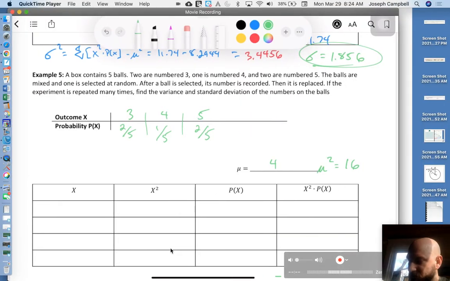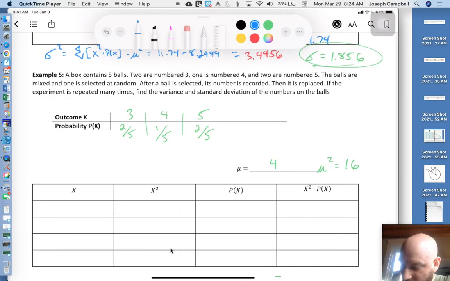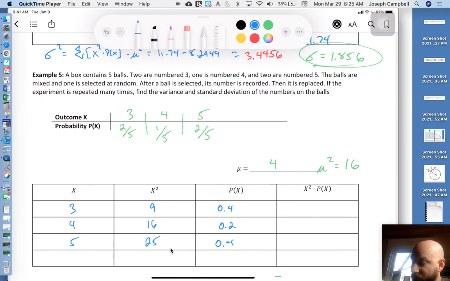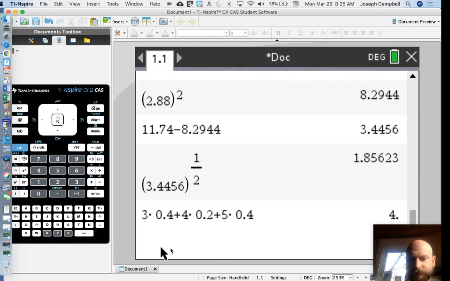Okay, let's go ahead and do this table here. Outcome of 3, 4, and 5. X squared would be 9, 16, and 25. Probability of x, that's 0.4, 0.2, 0.4 again. And then we have to multiply those.